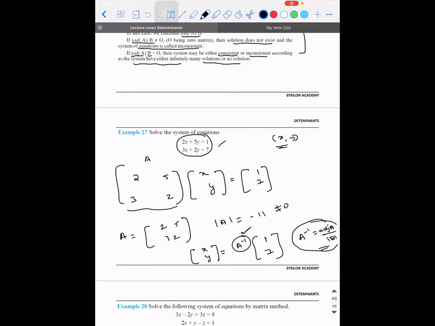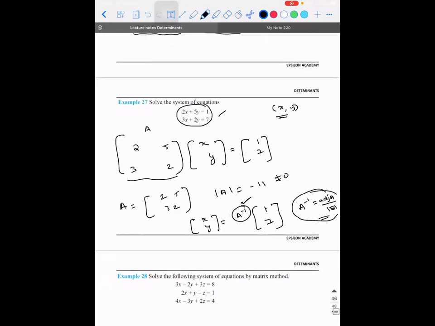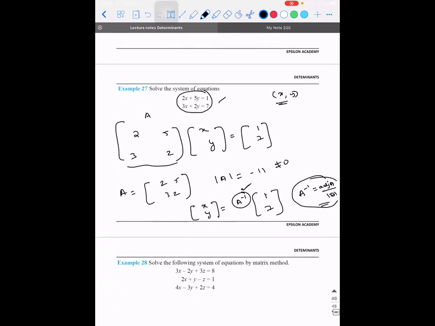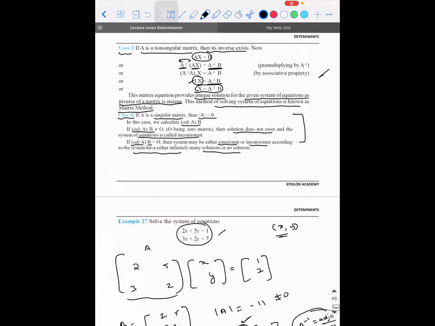Will you be able to do it? Yes, sir. So what if the determinant comes to be equal to 0, sir? If the determinant comes out to be 0, then you cannot find a solution for it. So we can directly tell that there are no solutions. Yes, you can say. Okay.